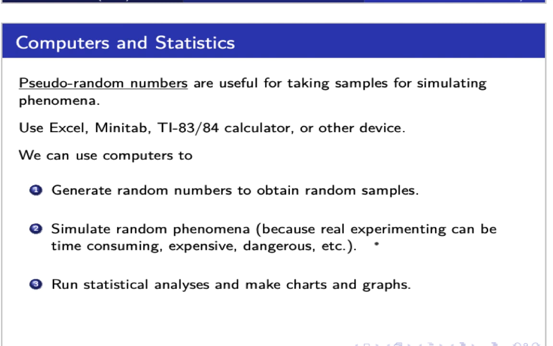So what we can do is simulate a random phenomenon. We can simulate them using our computers, and there are many software packages which can help us do that, like Excel, Minitab, TI-83/84 calculators, R, Python. There are a lot of software options. So we simulate those random phenomena instead of actually creating an experiment. Once we do the simulation, we run statistical analysis and make charts and graphs, and then figure out the scenarios of what can happen.